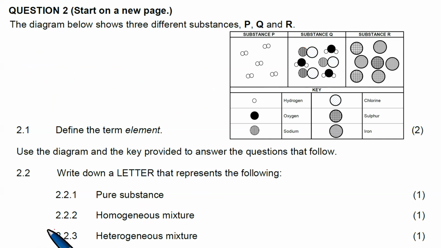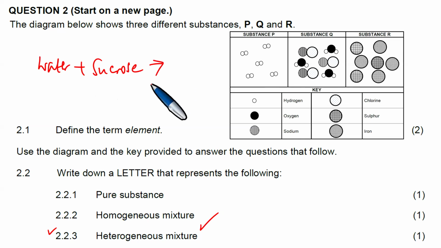Okay. Now in 2.2.3, there's something called a heterogeneous mixture. Here, this one is not just mixing 2 things, but mixing too many. It's not just like water plus sucrose, table sugar, where obviously you get a solution. It's not that. It is heterogeneous. So obviously at this point, that's going to be clearly letter R. In letter R, we are combining too many things.